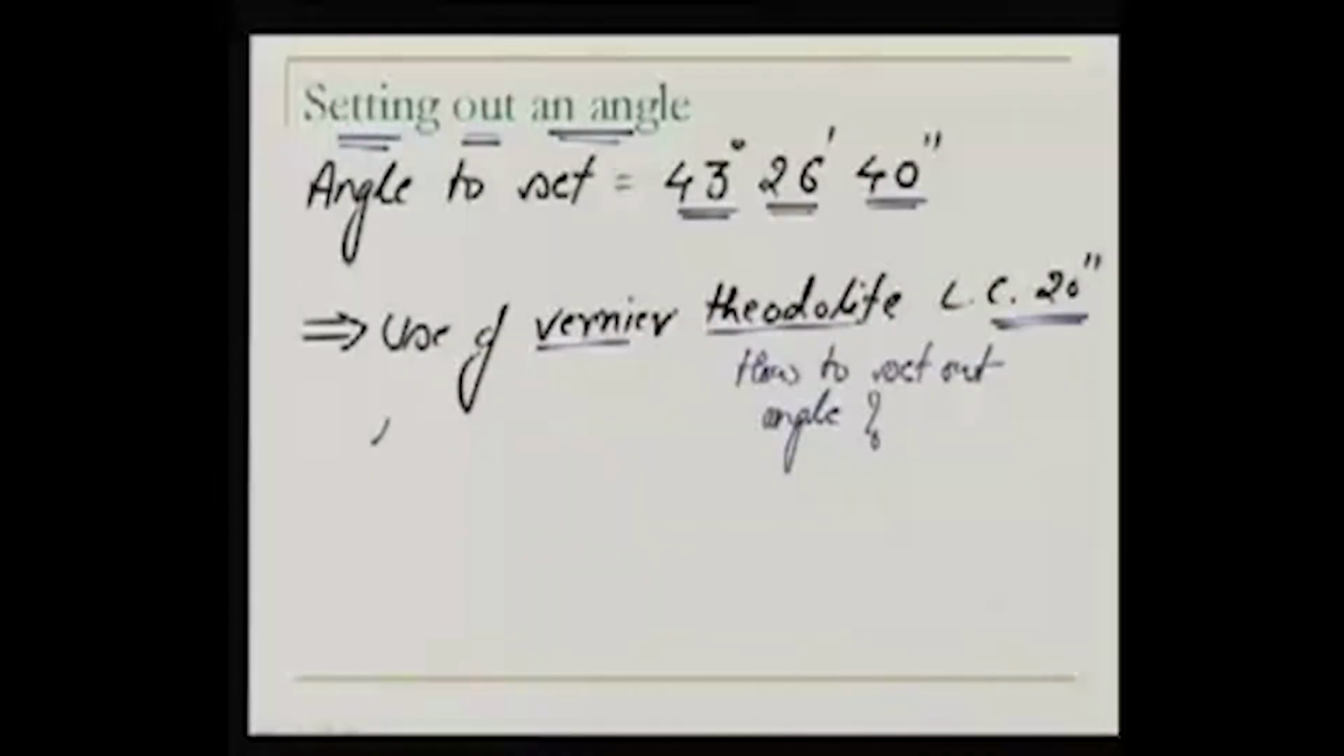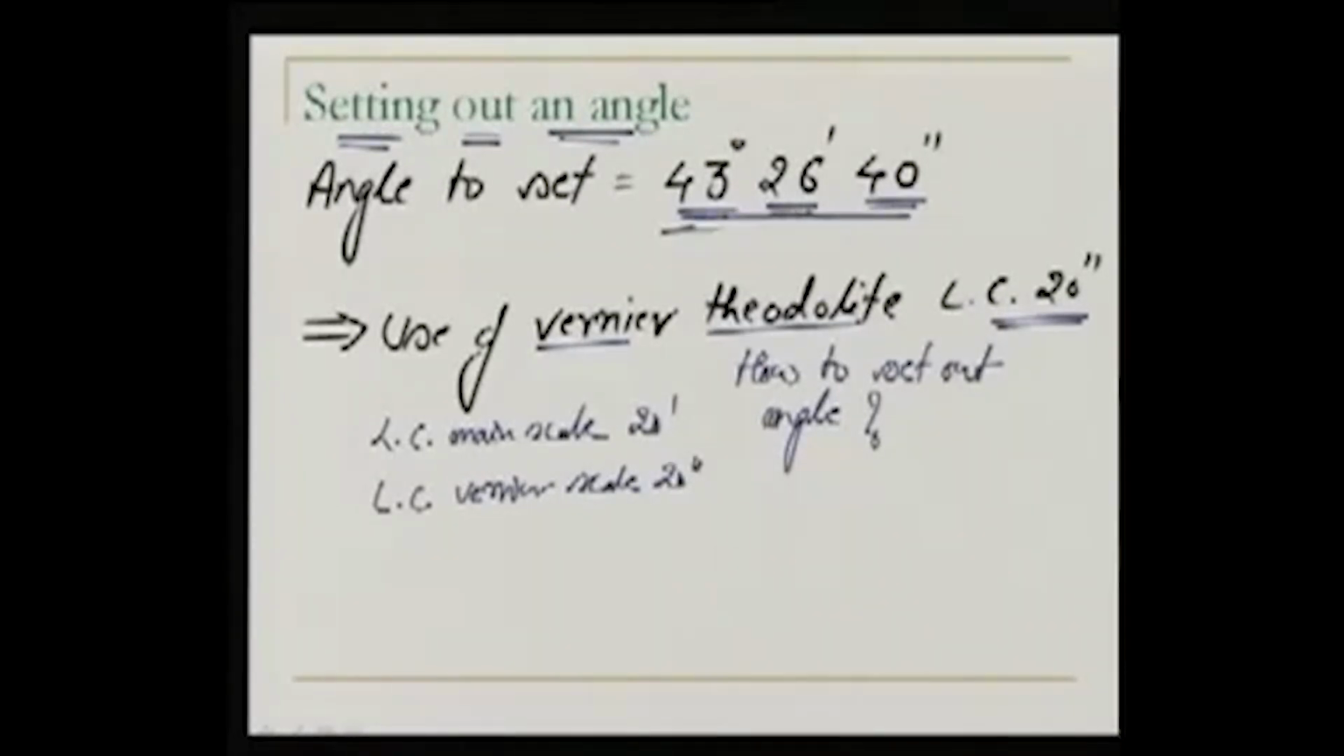Now the vernier is used to read with a least count of 20 seconds. In the main scale, we can read up to 20 minutes. The least count of the main scale is 20 minutes, so keep that in mind. The least count of the vernier scale is 20 seconds. And this is the angle which we need to set out.